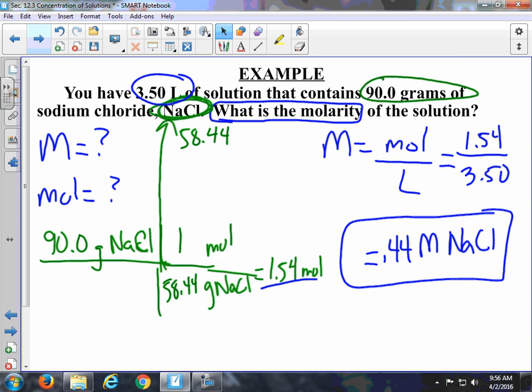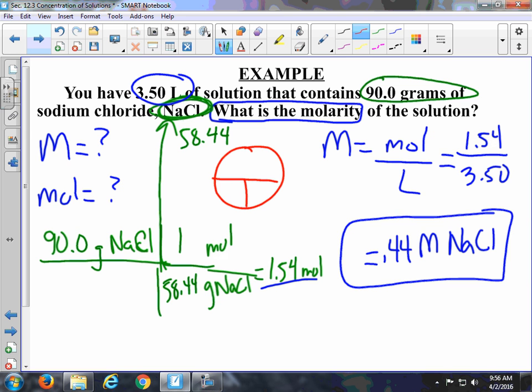Now remember, I did not do the division circle here, but just a friendly reminder for the division circle, molarity is equal to moles divided by liters. So if you need to rearrange that, there's a quick way to help you rearrange that. So that is molarity. Molarity uses moles divided by liters.